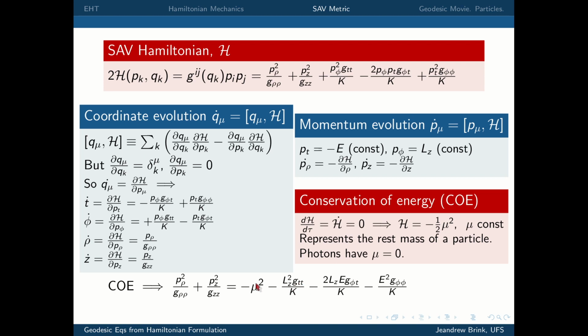rho and z. So look, all the things entering over here are constants except gtt, g phi t, and g phi phi, but these are only functions of rho and z, so we can effectively say that this quadratic relationship, where our momenta are basically p rho squared divided by g rho rho and pz squared divided by gzz, is equal to a function, always, everywhere along the trajectory, of simply rho, z, E, Lz, and mu.